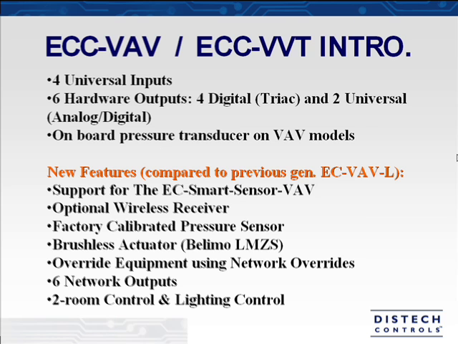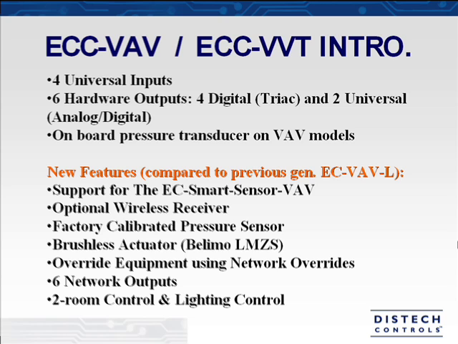The ECC-VAV product line features 4 universal inputs, 6 hardware outputs, and 6 network outputs. The hardware outputs and network outputs can be combined to control up to 8 pieces of equipment, including lighting. The VAV can also perform two-room control. For example, it can independently control the baseboard and lighting in 2 rooms based on the needs of each room's occupants. It will also optimize the use of a single VAV box between the 2 rooms.